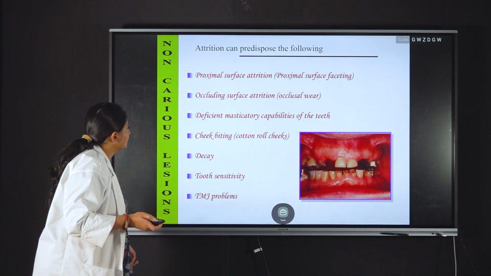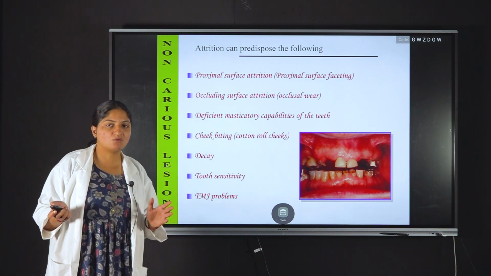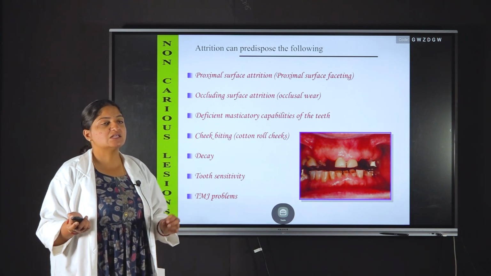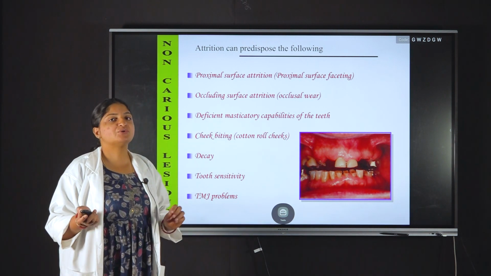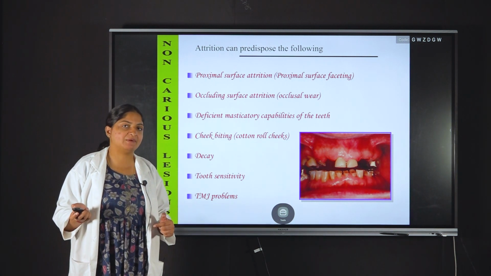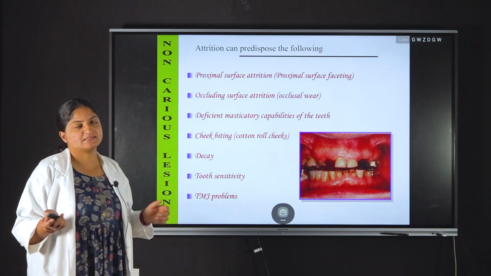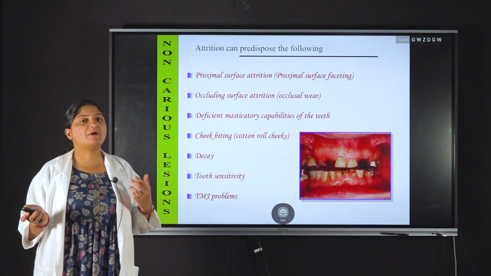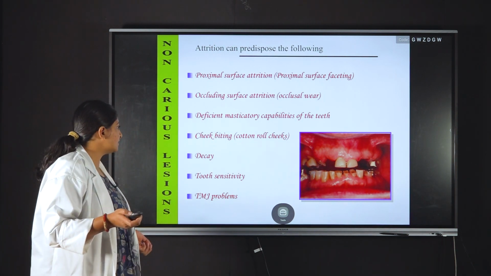It can be attributed to deficient masticatory capabilities of teeth. So what happens when attrition occurs? As there is a decrease in the height of the tooth due to attrition and the incisal surface is reduced by 2 to 3 mm, this may contribute to deficient masticatory capabilities of teeth, and biting efficiency may also decrease.